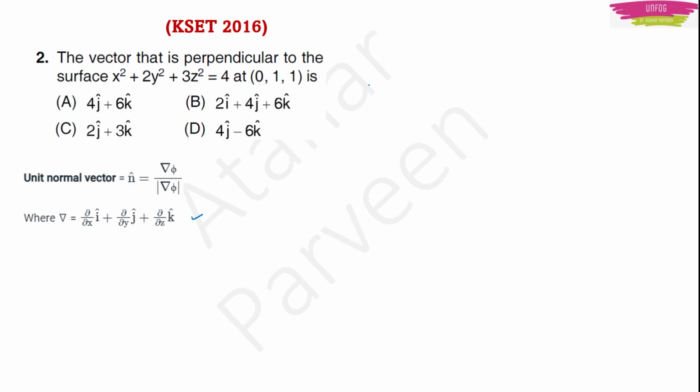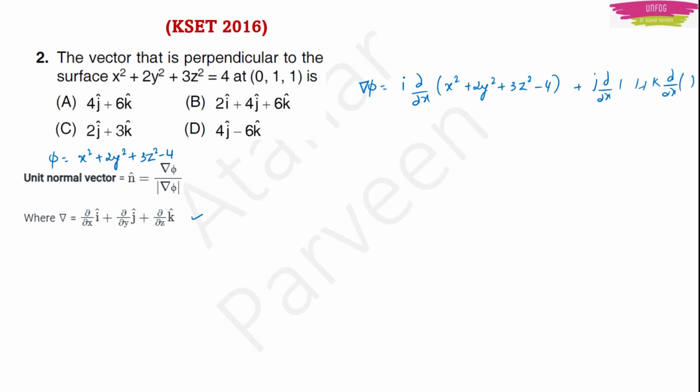Now let's solve it. So del phi will be equal to i into dou by dou x into what is phi here? The given surface, x square plus 2y square plus 3z square minus 4. I will write it here. Phi will be equal to x square plus 2y square plus 3z square minus 4. In the same way you write for j dou by dou y, and again for k dou by dou z. I'm not writing it here, I will directly differentiate.